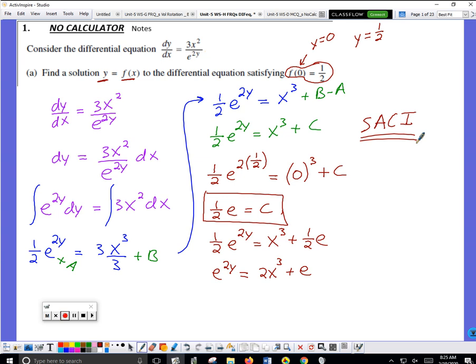So S stands for separate. That's what we did here. So this was the separation of variables step. A stands for find the antiderivative of both sides of the equation. That got us to here.